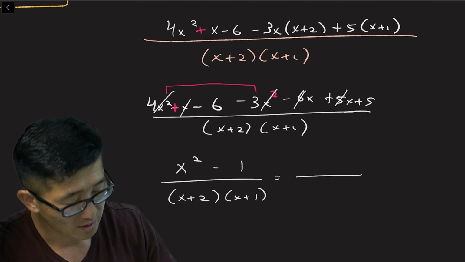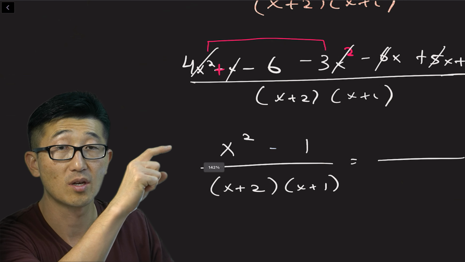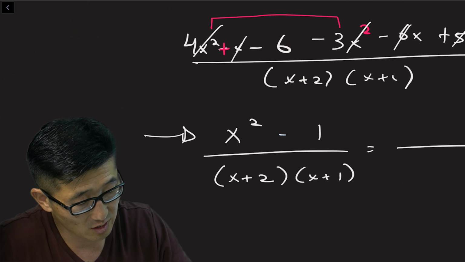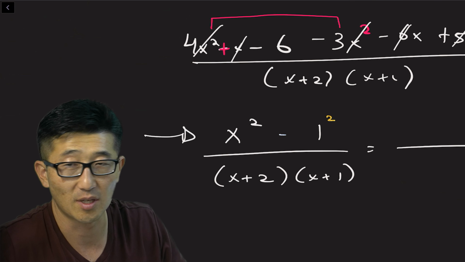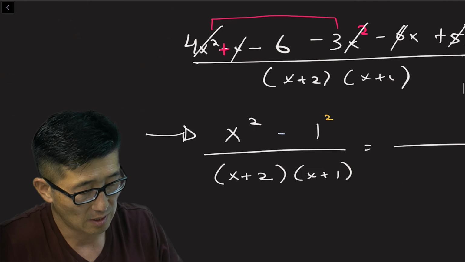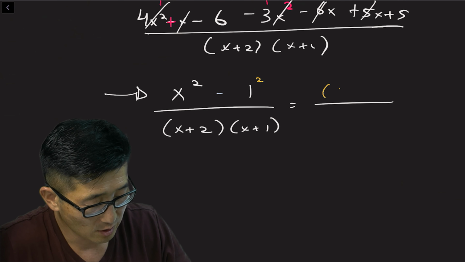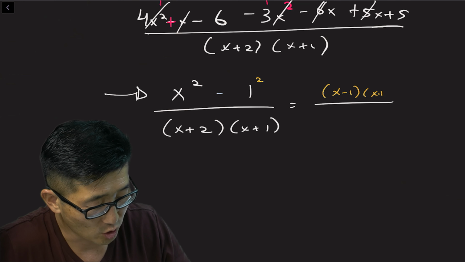And then, again, this should be a big, like, red alert. Anytime you see a difference of squares, something squared minus something squared, even though it's a 1, you can look at it as 1 squared. It's the same thing, right? 1 times 1 times 1 is just 1. All right, so you can always factor that into x minus 1, x plus 1. You have to know this.